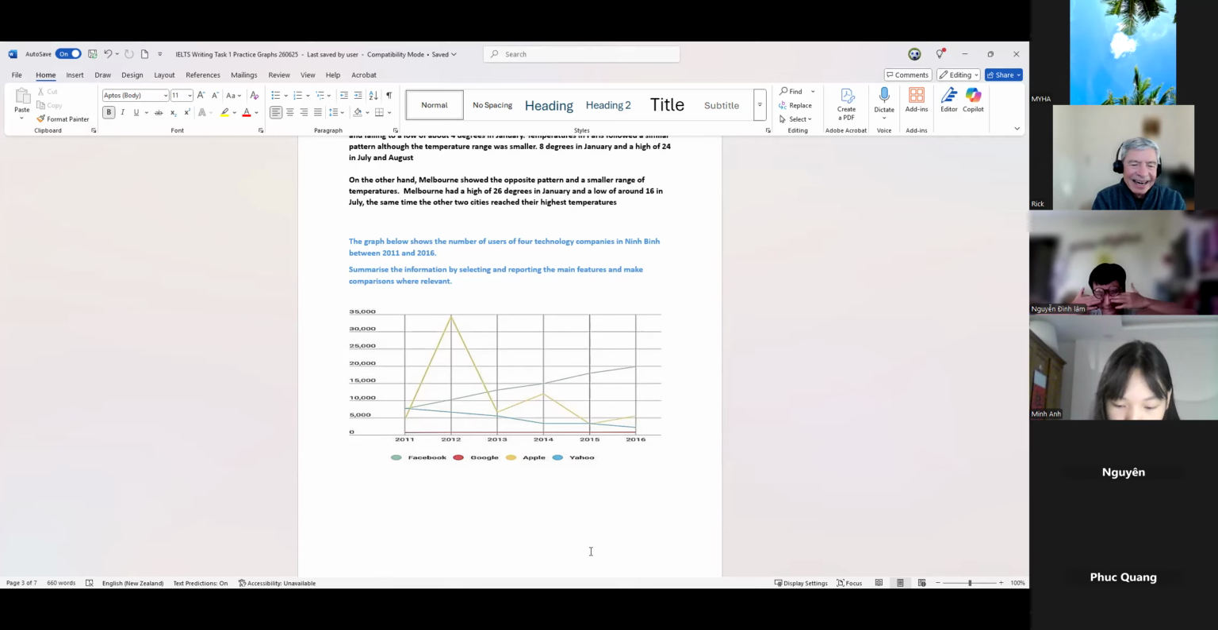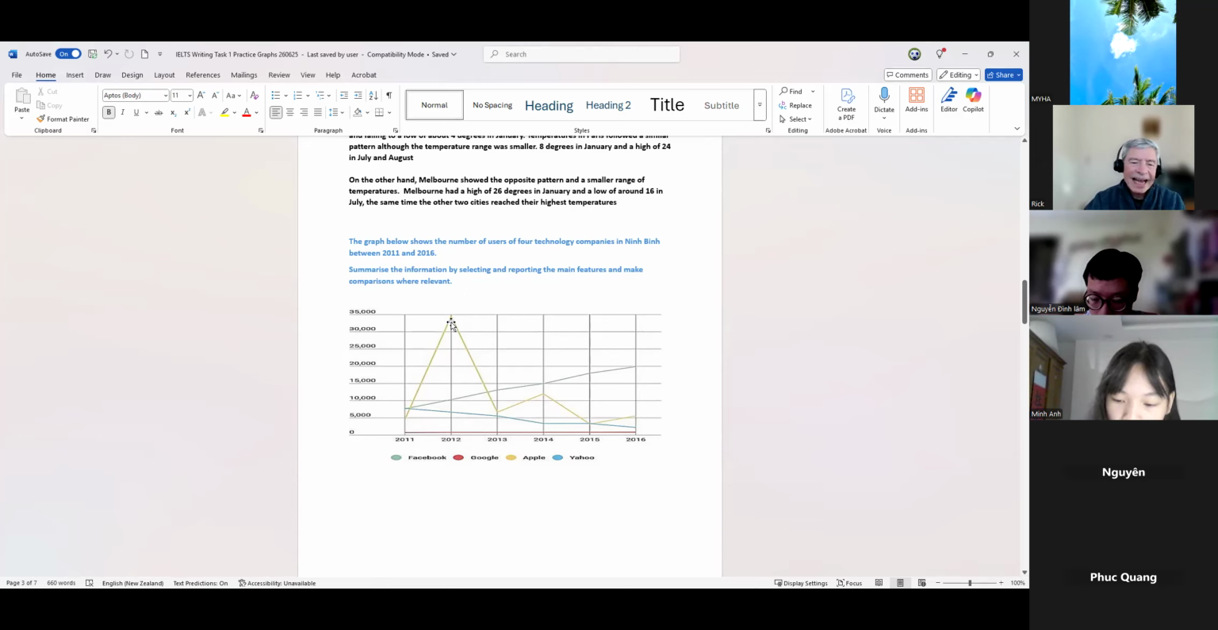Stay the same. What? Google? Sorry, Apple. Apple didn't stay the same. I forgot the word to describe this. Okay, so you can see here. What happened to Apple users here, Fu Kwang? It went to a peak. This is a peak, everyone remember? Climb to a peak.